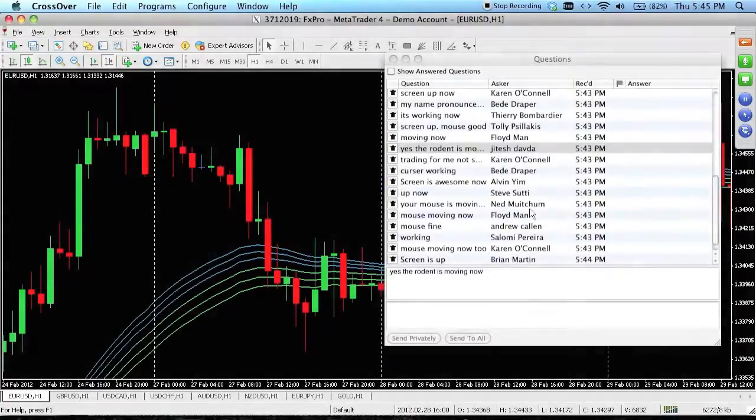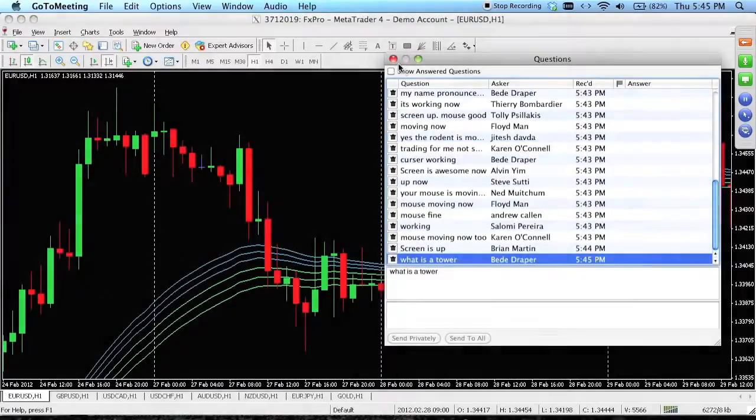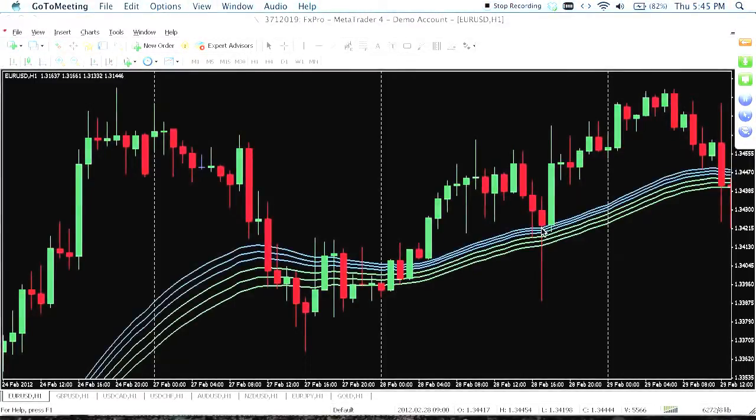Okay, so now, Bede, you're asking what is a tower? It is basically a candlestick that is approaching the MA. We call that the towers. Consider this, the MA, as the sky. On this particular one, the market is in an uptrend. You can see that the MAs are quite open. They're not too congested. They're quite open.